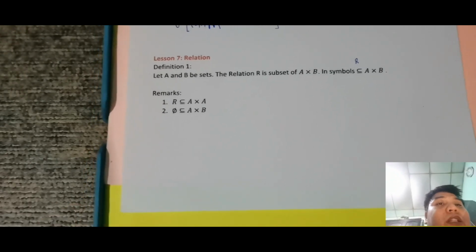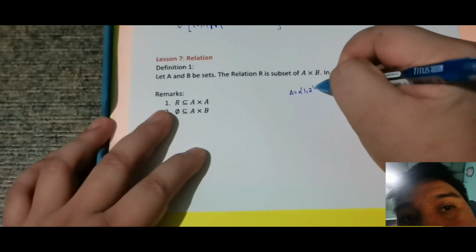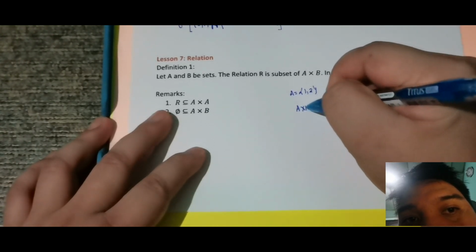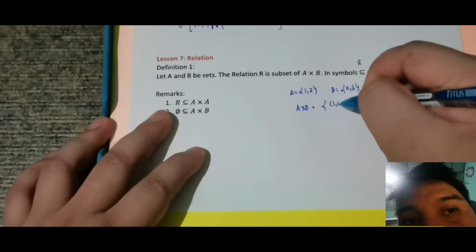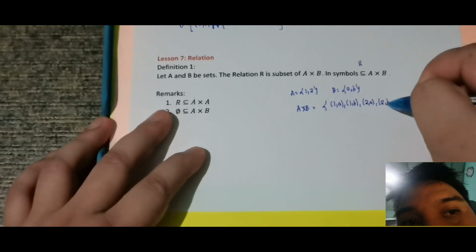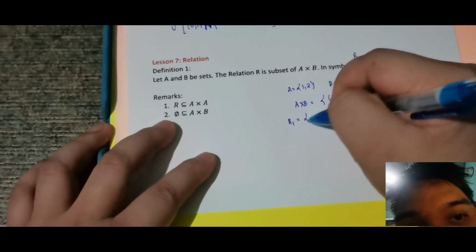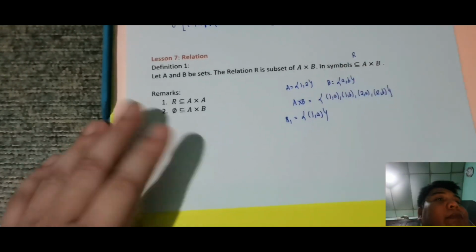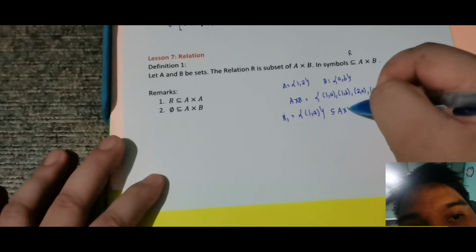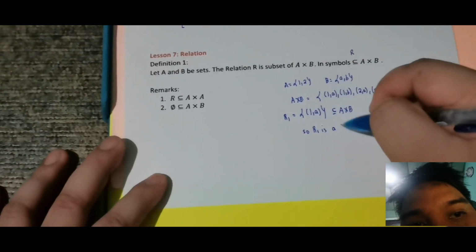Okay, ngayon, let's have illustration about this. For example, A is equal to the set containing 1, 2, and B is the set containing a, b. So, obviously, what is A cross B? A cross B is the set containing (1, a), (1, b), (2, a), and (2, b). Okay, so gagawa tayong relation. Let's say R1 is the set containing (1, a). Is that a subset ng A cross B? Yes, sir. Subset po siya ng A cross B.